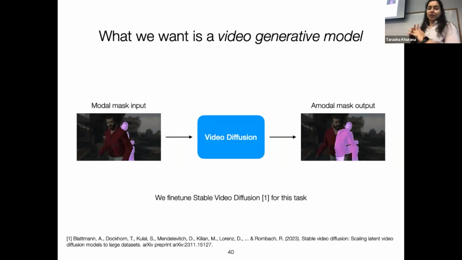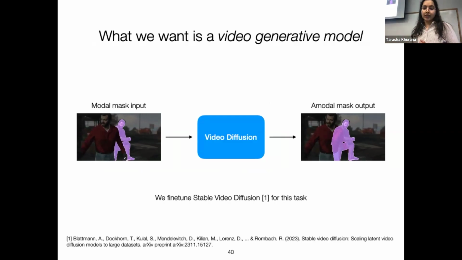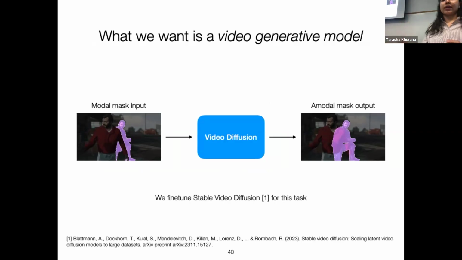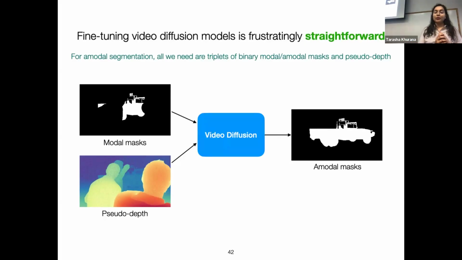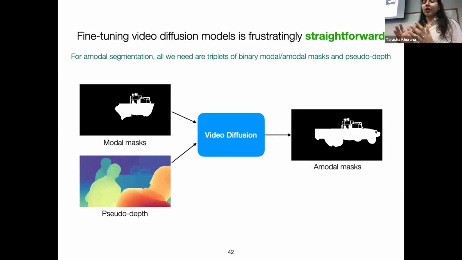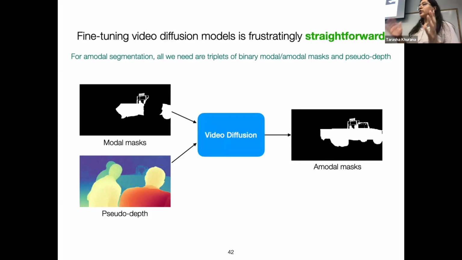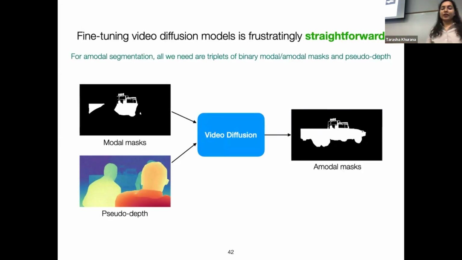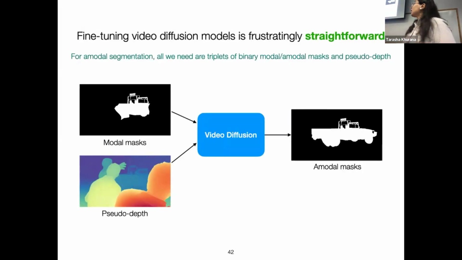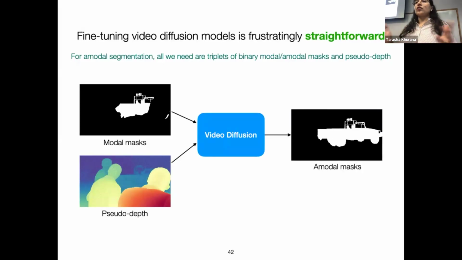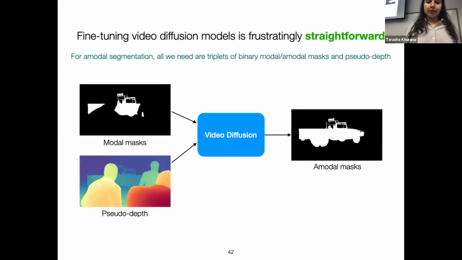And in this particular work, we start from a pre-trained stable video diffusion model, which we then fine-tune. It turns out that it is frustratingly straightforward to fine-tune video diffusion models for this task. All you have to do is input the binary modal mask of the object of interest and the pseudo depth of the entire scene, and then fine-tune this model to predict amodal masks for the object of interest. Now, I know I did not motivate adding depth of the scene as an input, but we'll come back to this in a bit.